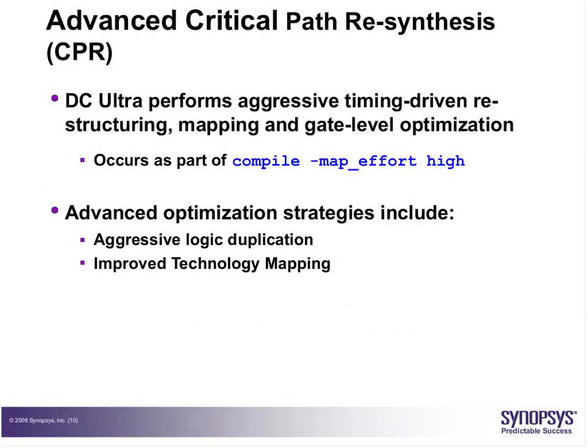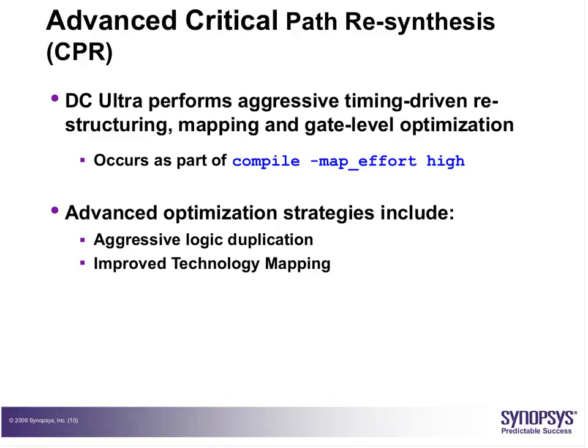Now let's see a concept which is called advanced critical path reconfiguration. Let's say you have compiled the design and found that the design is violating timing somehow. In the second phase, you can tell DC to do a compile minus map effort. This is an option of the compiler, which has advanced critical path synthesis under the hood. Usually the map effort default value is set to medium.